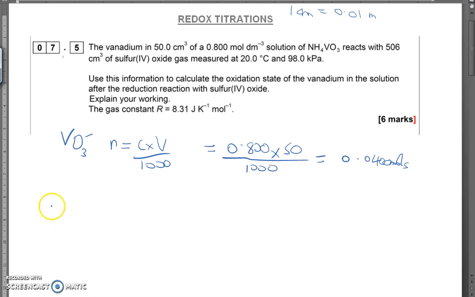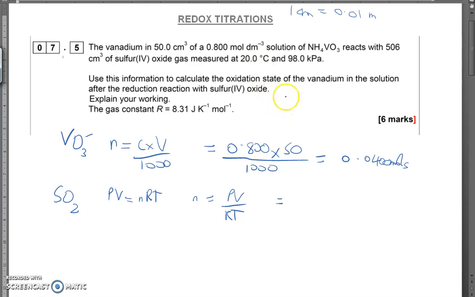Then the moles of sulfur 4 oxide. Now, sulfur 4 oxide is aka sulfur dioxide. Now it's given as a gas, so we know you need to use the ideal gas equation. So PV equals nRT. n is equal to PV divided by RT. Divide both sides by RT. And then we substitute in our values.